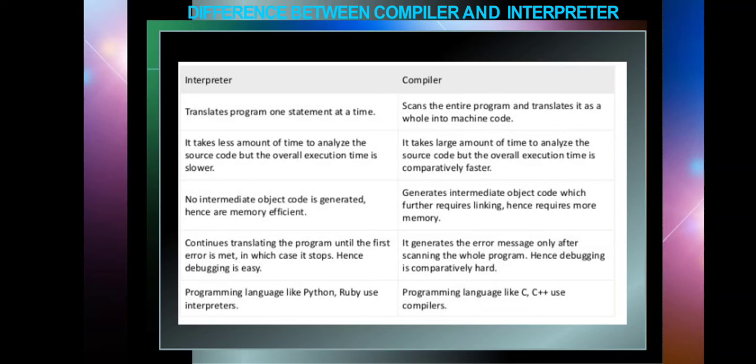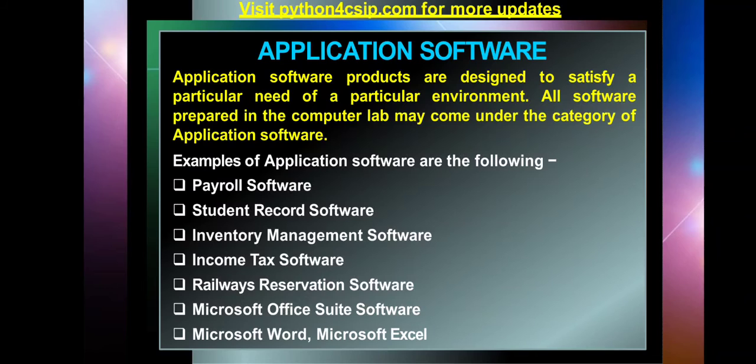Interpreter continues translating the program until the first error is met, in which case it stops, so debugging is easy, while the compiler generates the error message only after scanning the whole program, hence debugging is comparatively hard. Programming languages like Python and Ruby use interpreters, and programming languages like C and C++ use compilers.